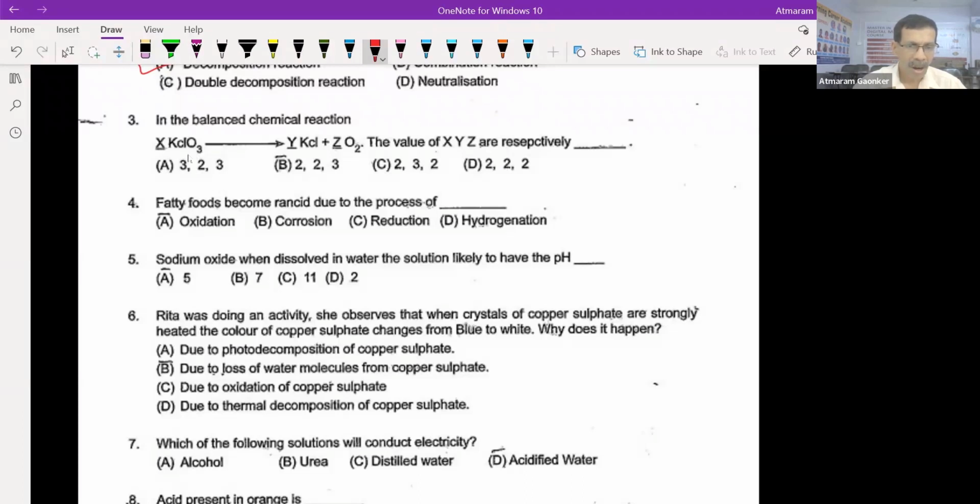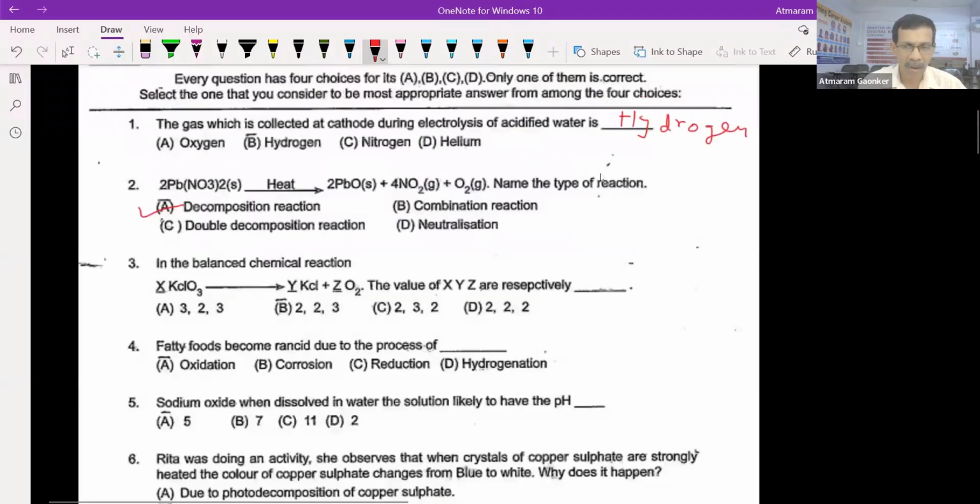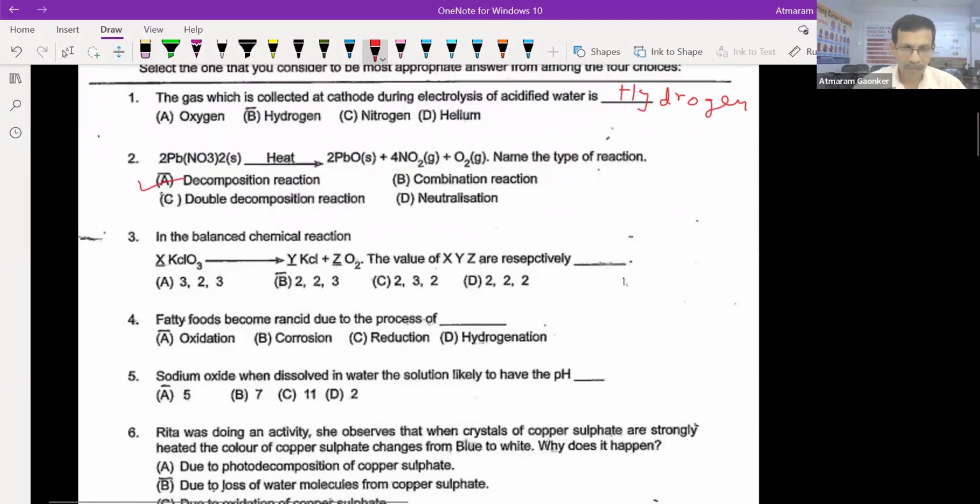Here, 3 over here, 3 into 2 will be 6. So 6 oxygen on this side, 3 into 2 will be 6 oxygen on this side, and the balanced reaction will be like this: 2 KClO3 gives you 2 KCl plus 3 O2. If you see on the left hand side and on the right hand side, this is left hand side, this is right hand side.